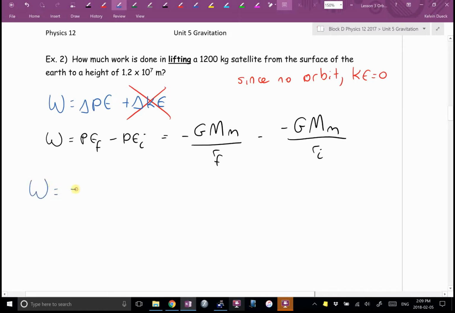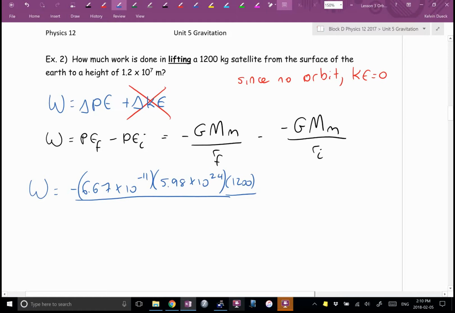Work equals negative big G, 6.67 times 10 to the negative 11, big M, 5.98 times 10 to the 24th. By the way, does the little m cancel this time? Well, there's an m in this term. There's an m in this term. Is there an m in work? No. And that makes sense. It shouldn't cancel. It should take more fuel to put a bigger thing up there. All over. Oh, little m. Sorry, I forgot little m. 1200. That would have been sloppy after I said it didn't cancel.